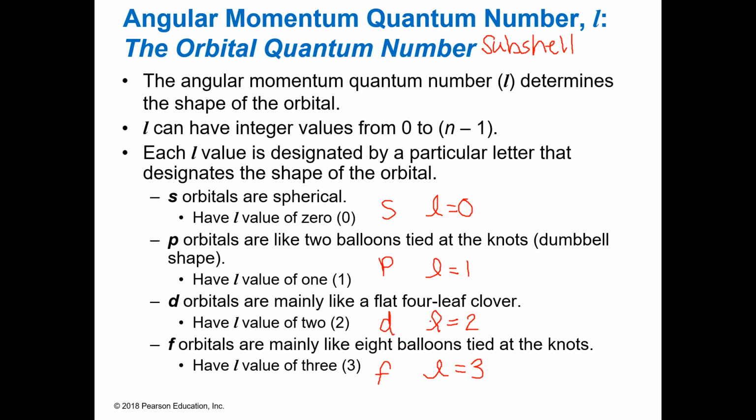Now, I'm going to add to this. We'll talk about shapes of our orbitals later, but not all of our shells have all 4 subshells. All of our shells have different numbers of subshells.